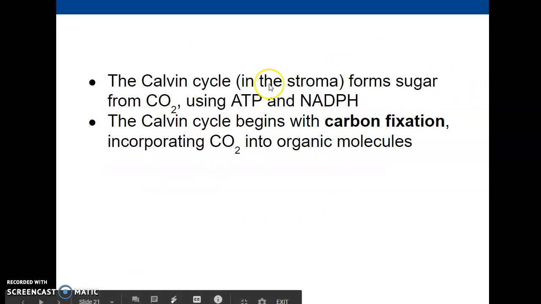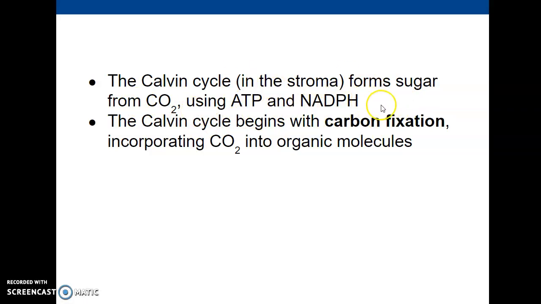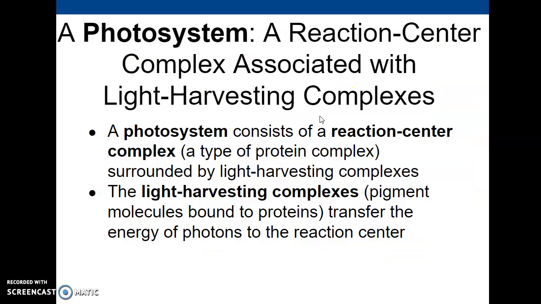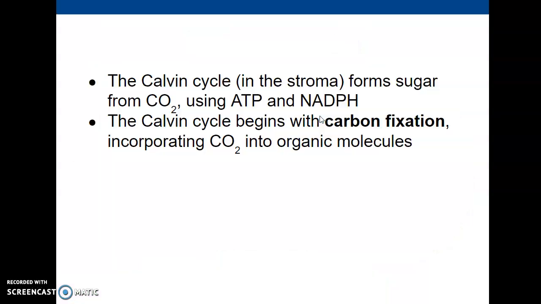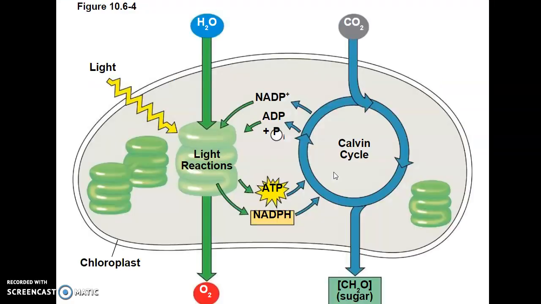Okay, and then the Calvin cycle in the stroma forms sugar from CO2 using the ATP and the NADPH that are created from the light-dependent reactions in the thylakoid. And then the Calvin cycle begins with carbon fixation, incorporating carbon dioxide molecules into organic molecules. And so again, here is our overview diagram of the light-dependent reactions and then the light-independent reactions. Okay, and we will stop there.